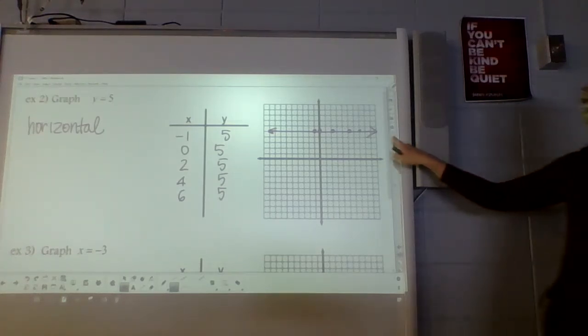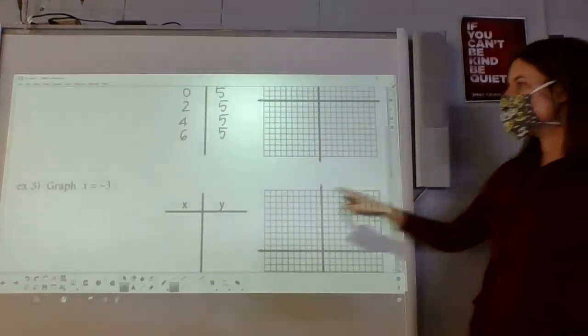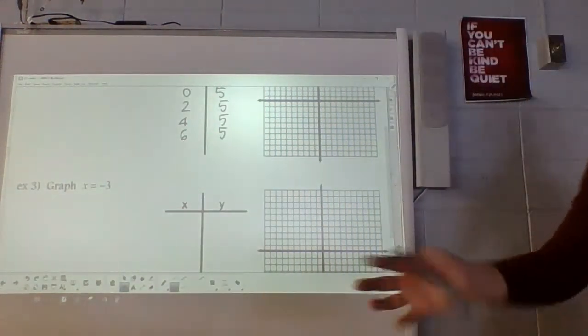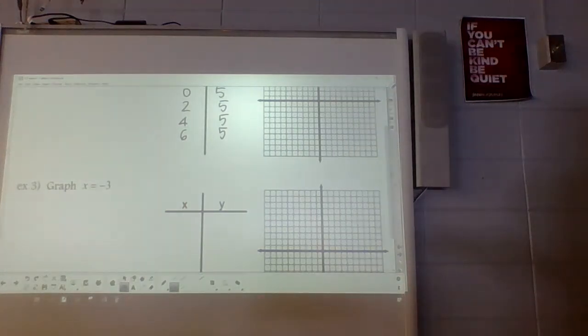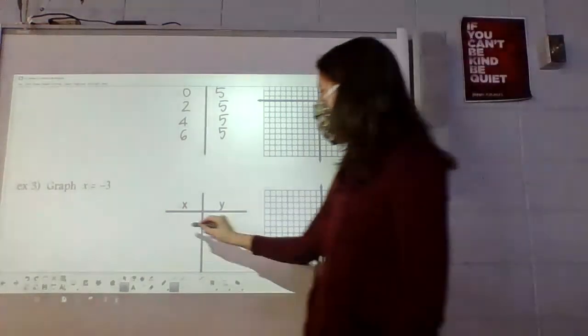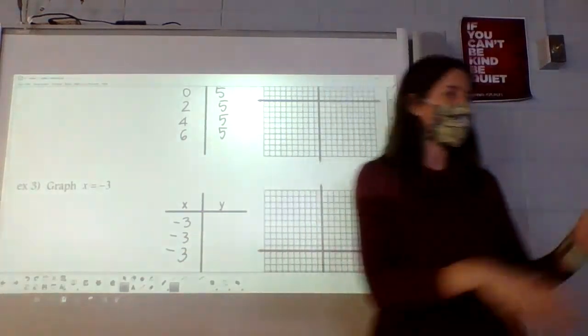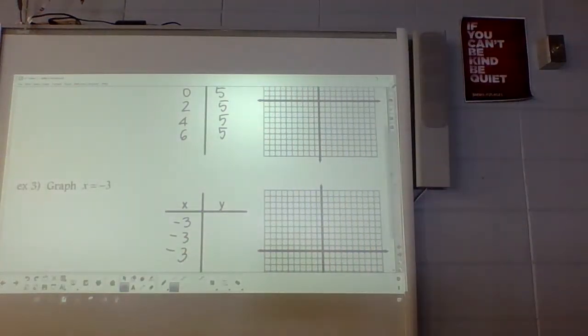Do you guys notice the difference in this one? This one, we can't pick whatever x's we want. What is it telling us x always is? Negative 3. So this one's kind of the opposite of what we just did. The x's are all negative 3. So Landon just wrote a bunch of negative 3's down the side.